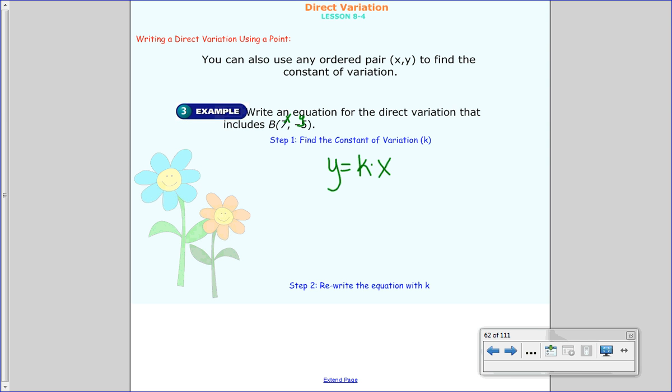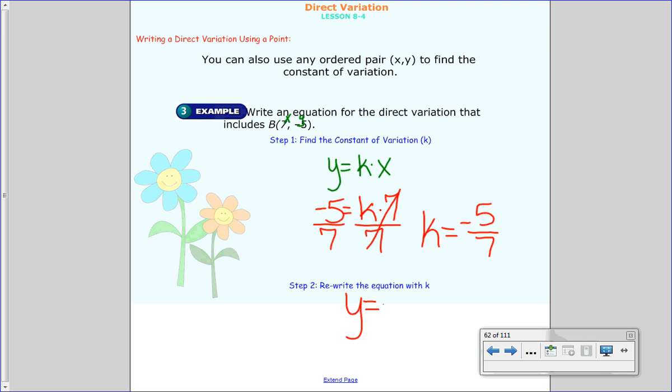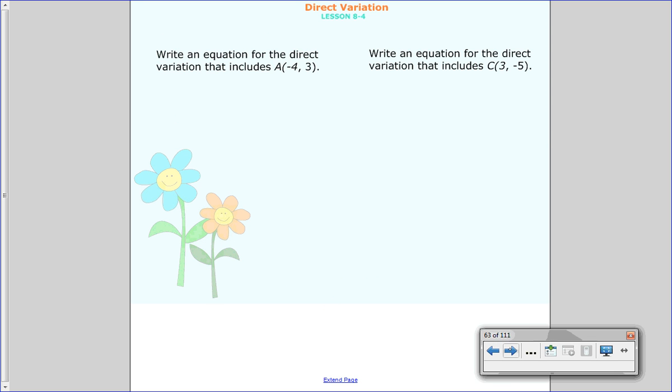Y equals K times X, the constant times X. So we know Y is -5. We don't know what K is yet, but we know X is 7. Well, from here we solve for K again, just like we did earlier. And we get K is -5/7. So again, last step, rewrite the equation with K. Y is equal to, the constant is -5/7, X. There we go. All right, we'll do this one together, then you get to do the last one.